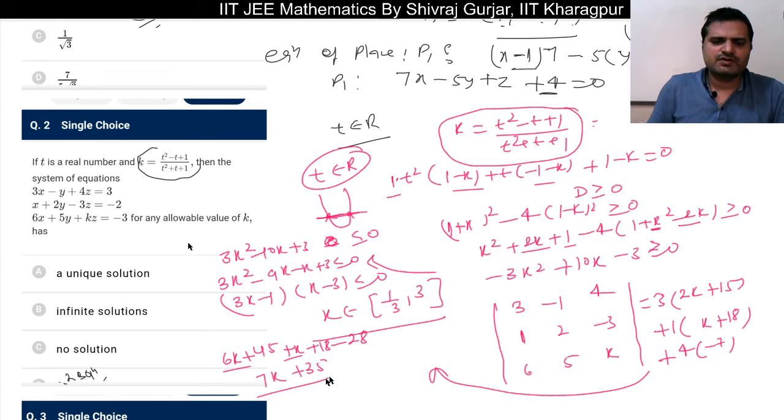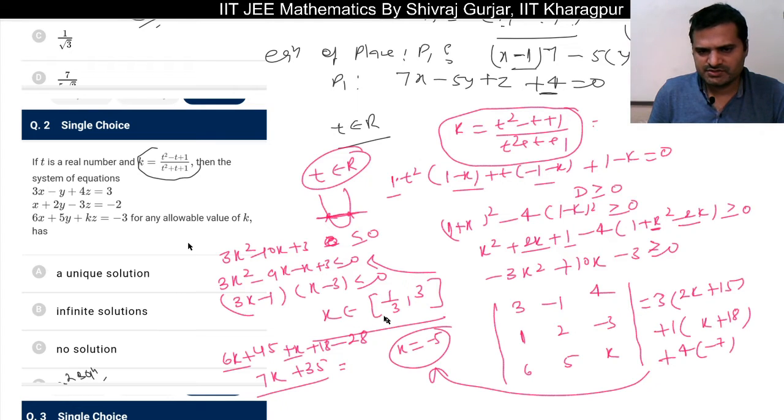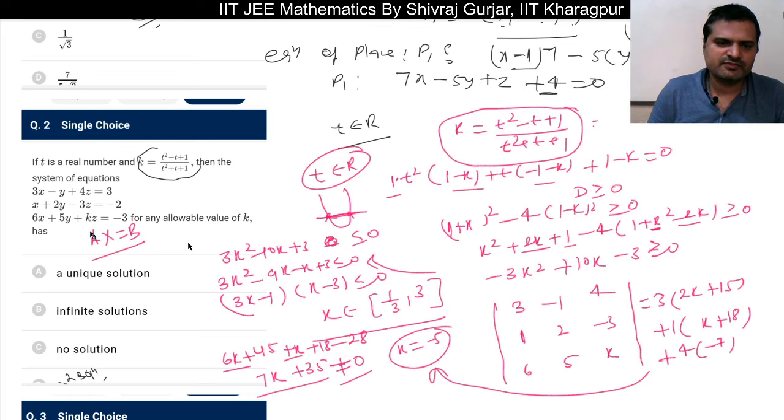Now we know that k belongs to this range. Let us say this is 0 when k is minus 5, but k cannot take that value as per this restriction. So this can never be 0 in the given conditions. So this determinant is not 0. This equation can be written as AX equals B in matrix form. When determinant of A is not 0, then the inverse of A exists, so this can be written as X equals A inverse times B. So a unique solution will exist. So here is the answer.